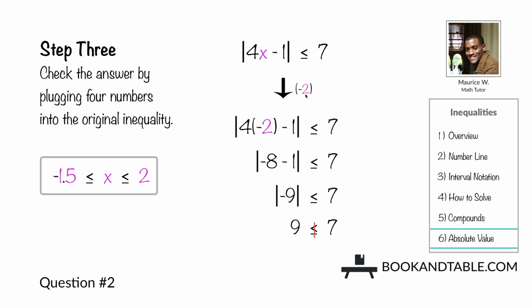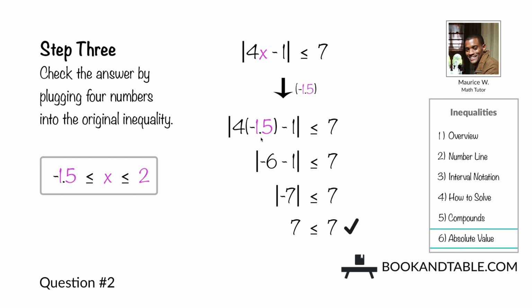When we plug in negative 2 for x, that gives us 4 times negative 2, which is negative 8. Negative 8 minus 1 is negative 9. And the absolute value of negative 9 is 9, giving us the false statement 9 is less than or equal to 7. Then we plug in negative 1.5 for x.